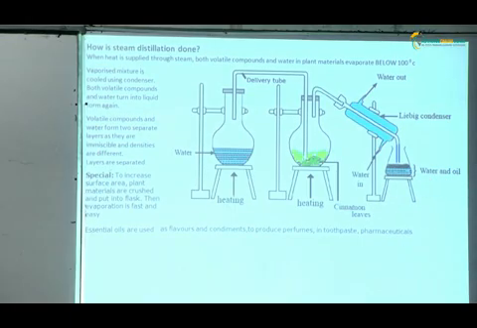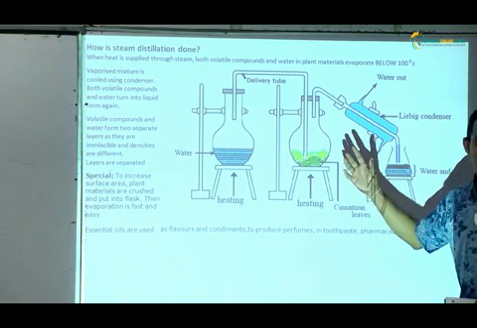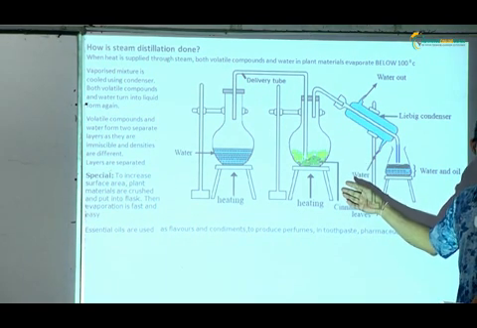Right. This is a steam distillation laboratory setup. Maybe you have to draw this and name all the parts here.